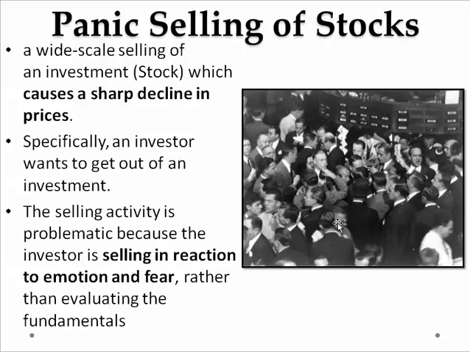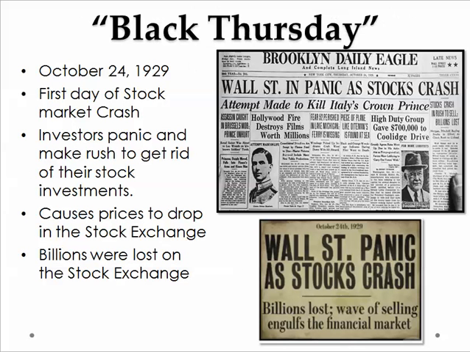And they react because of fear and emotion rather than evaluating and seeing what's going to happen in the market. And so a bunch of people started selling their stocks. Black Thursday is what they call October 24th, 1929, the first day of the stock market crash, when a lot of stock was sold in one day. Black Thursday. Right here, Wall Street, panic, and stocks crash right here.